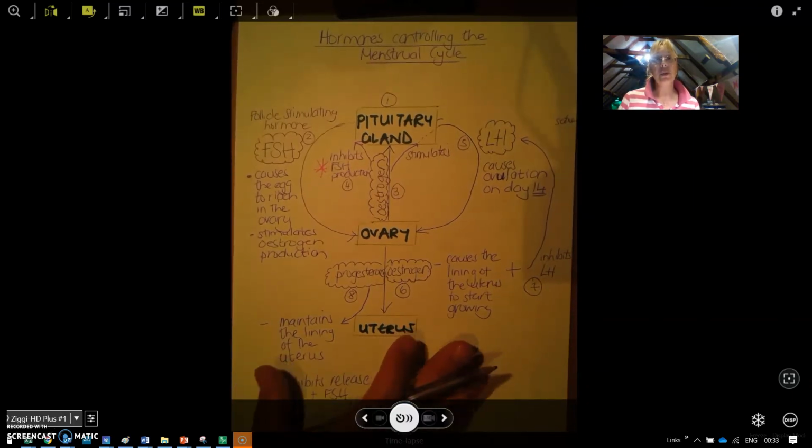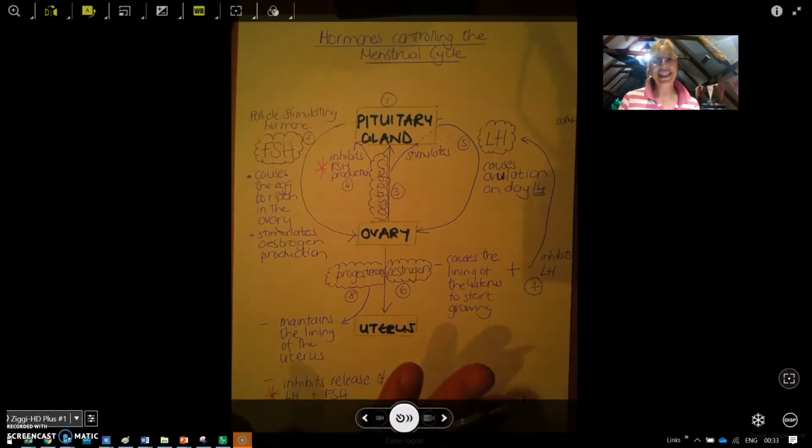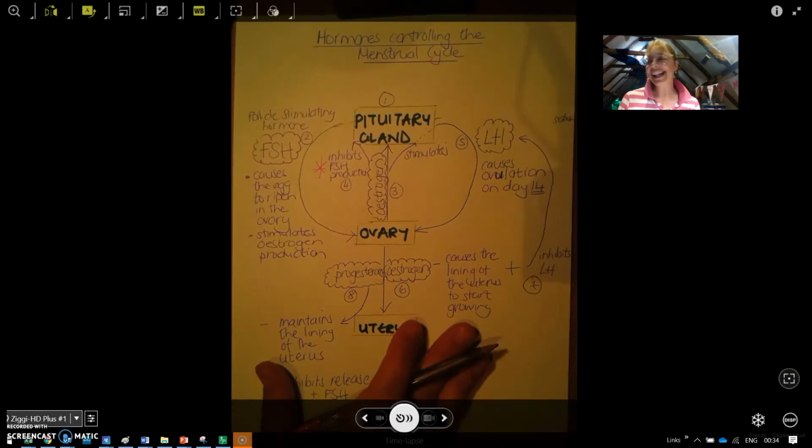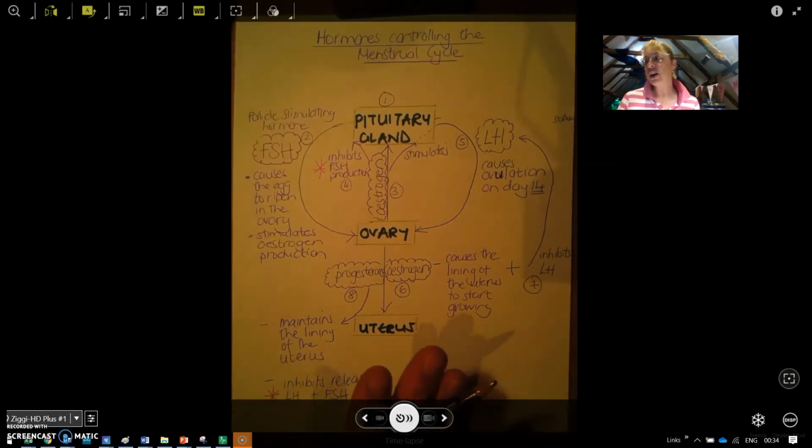So you've got the rest of the lesson to work on your revision cards, to get this in your head, and in our next lesson we are going to look at how we can control fertility. So people who can't get pregnant, how the medical staff could help them become pregnant. Work hard and take care.